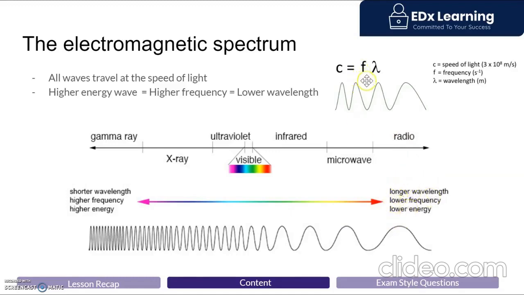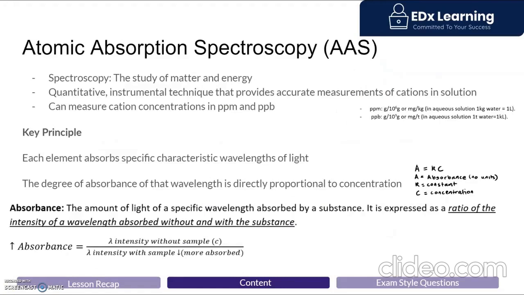The relationship between frequency and wavelength is summarized in this equation here, where c is the speed of light, it's constant, and hence when f, or frequency, increases, the wavelength, which is lambda here, will decrease. Now that we understand the energy that we're inputting to matter in AAS, let's study how matter interacts with that energy. The key point is that all elements are picky with the energy they absorb.